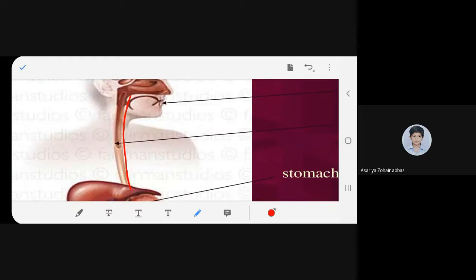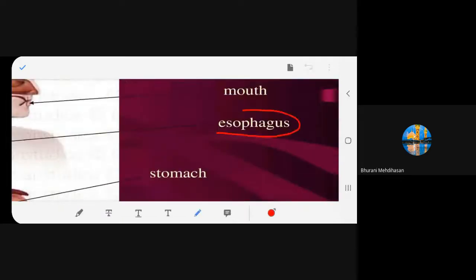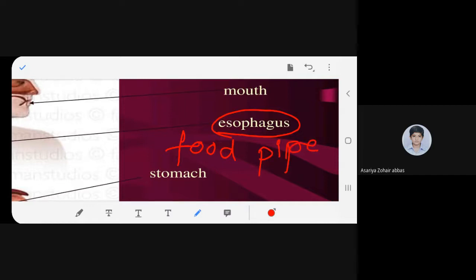Now you can see a tube over here. Can you see this tube going down? What is this called? Esophagus. Say with me. Esophagus. The other name is food pipe. What is the other name? Food pipe. Whichever is easy for you, you learn that. Either we call it esophagus or food pipe. Is this clear?